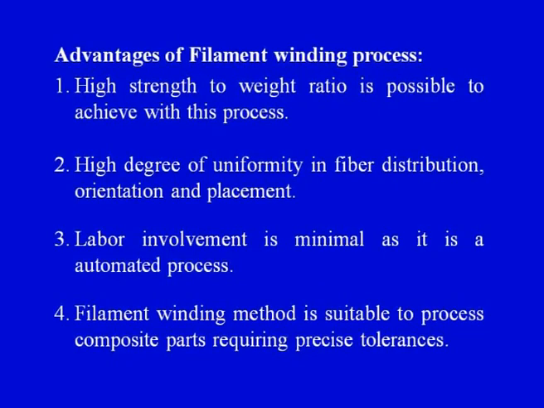Filament winding method is suitable to process composite parts requiring precise tolerances. So, for highly accurate and precise products, filament winding process is suitable. So, we can see that high fiber volume fraction can be achieved, strength to weight ratio of the products made by the filament winding process is very good, uniformity in fiber distribution, fiber orientation can be achieved by the filament winding process. So, there are certain advantages which are not available with the other processes which we have discussed till now.